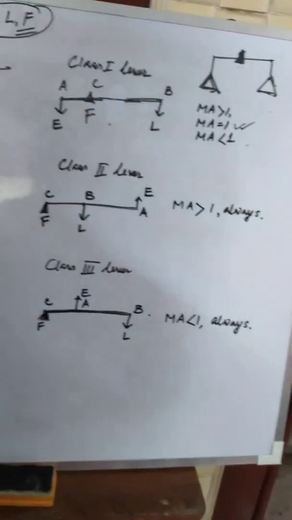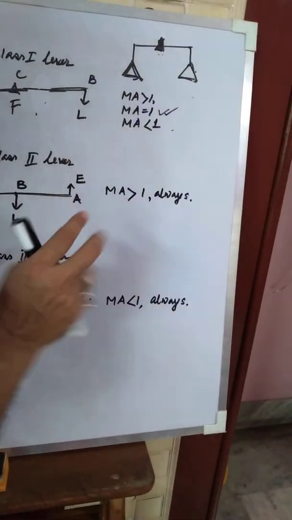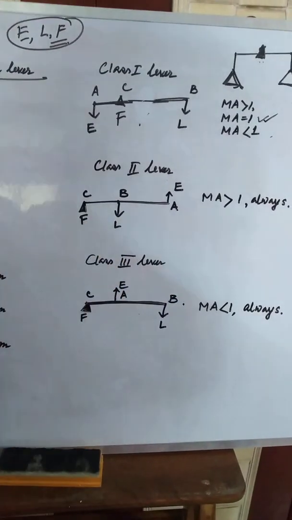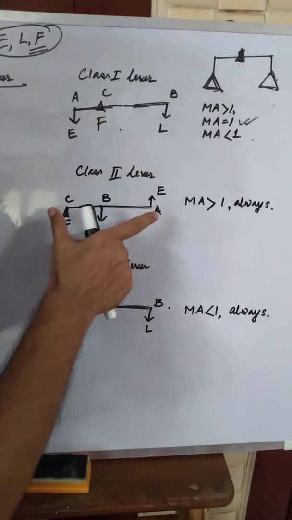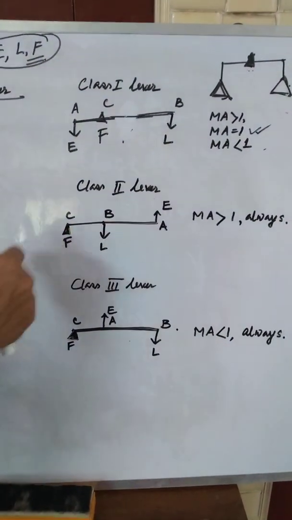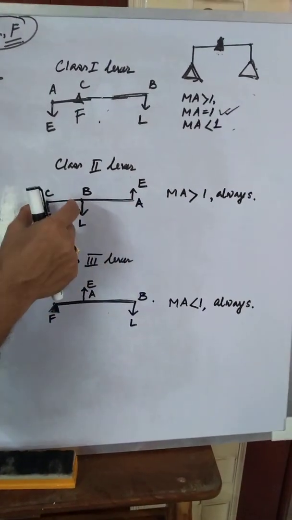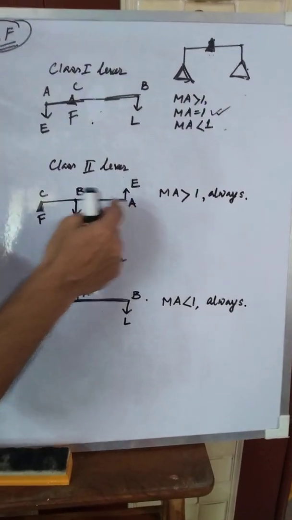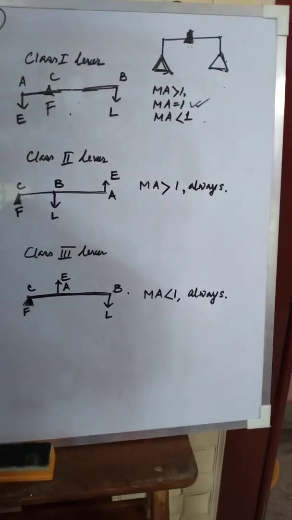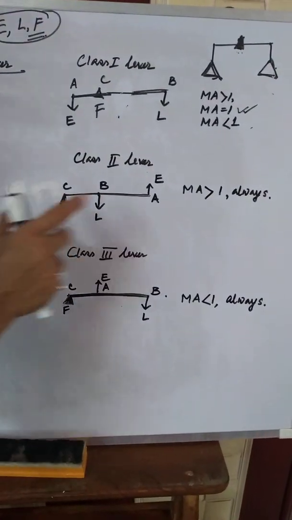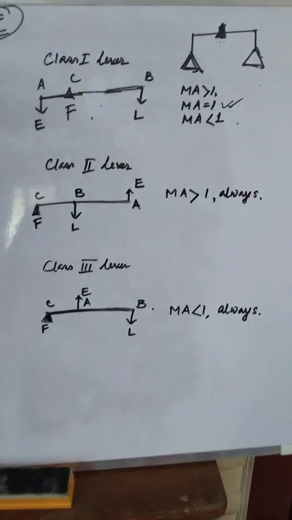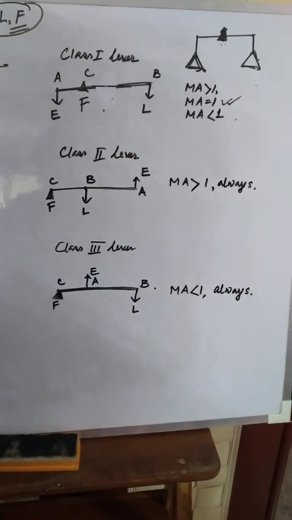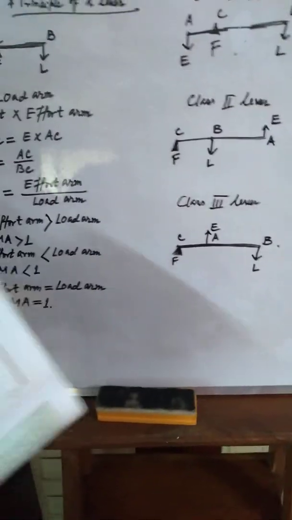In class 2 lever, the load is situated in between effort and the fulcrum, and here you always see that the diagram represents that the load arm is always shorter than the effort arm, or in other words, the effort arm is longer than the load arm. So the mechanical advantage of class 2 lever is always greater than 1. Now you see, these are the examples.